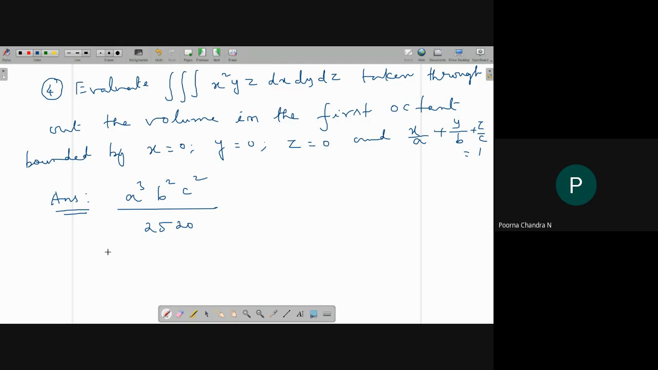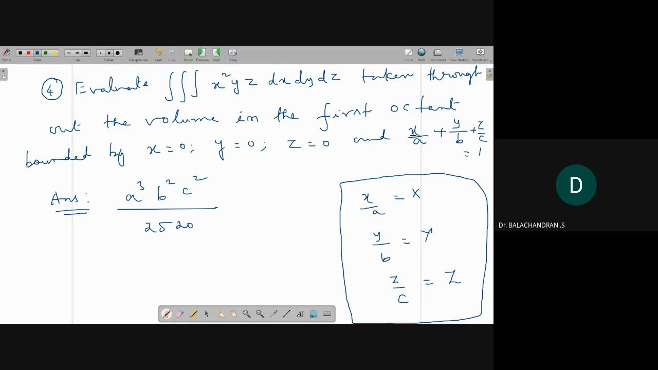Sir, taking x by a equal to capital X. X by a is capital X, y by b equal to capital Y, and z by c equal to capital Z, so X plus Y plus Z is equal to 1. So this is the idea. You should convert the given region into a tetrahedron, then find small x, small y, small z and replace here, and then dx, dy, dz and replace here. Then try to get the answer. Next problem.